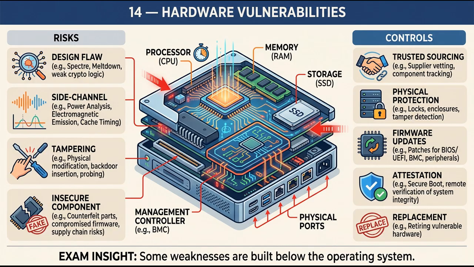Controls include trusted sourcing, inventory and lifecycle management, physical protection, firmware and microcode updates, hardware-backed attestation, secure configuration, and replacement when fixes are insufficient. Segmentation and workload placement can reduce impact while remediation is planned. On the exam, identify whether the weakness is below the operating system. If a flaw remains across software reinstalls or affects the processor's isolation behavior, consider hardware or firmware. A patch may sometimes deliver a microcode mitigation, but it does not change the category of the underlying weakness. Match the answer to the vulnerable layer and the practical remediation available.